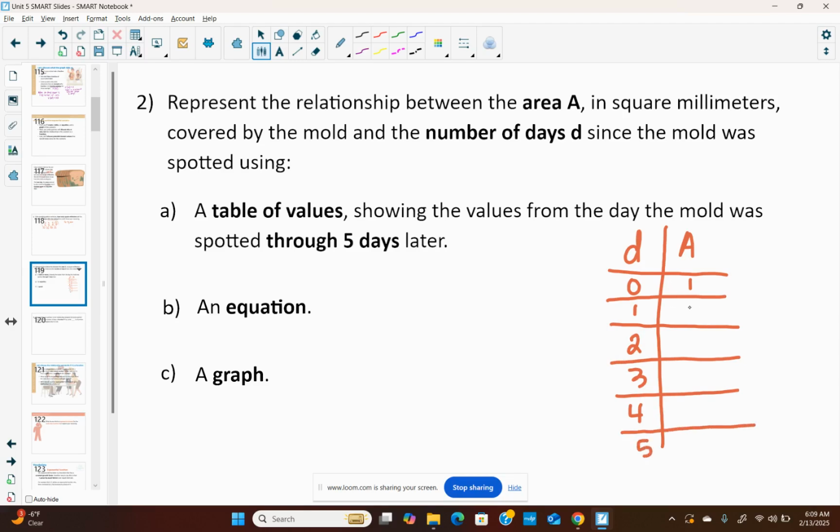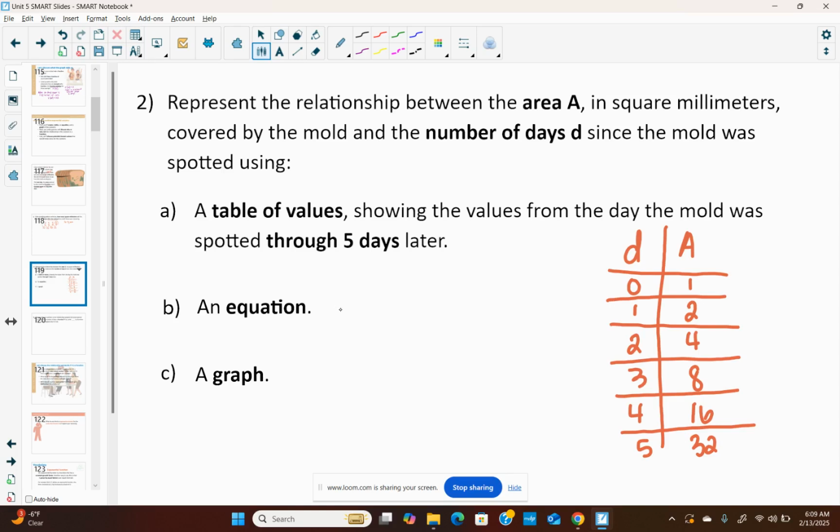So after 1 day, it had doubled to 2. After 2 days, it had doubled to 4. 3 had doubled to 8. 4 had doubled to 16. And then after 5, it would double to 32. And this told us just to go through 5 days.